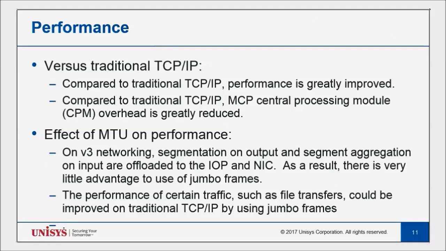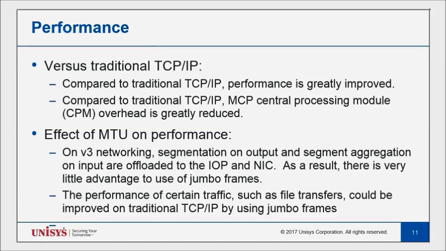With v3 networking, segmentation on output and segmentation aggregation on input are offloaded to the IOP and the NIC. And because of that, the size of chunks of data going through the whole stack, between the IOP and TCPIP support, tends to be much larger than segment size when larger amounts of data are being sent or received. And that means there's very little advantage to use of jumbo frames.